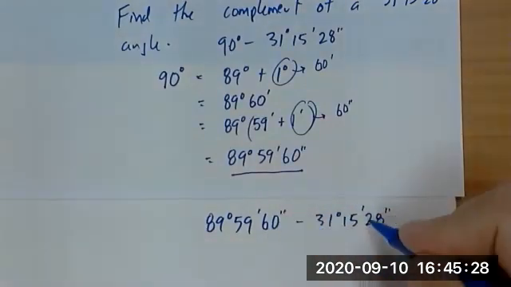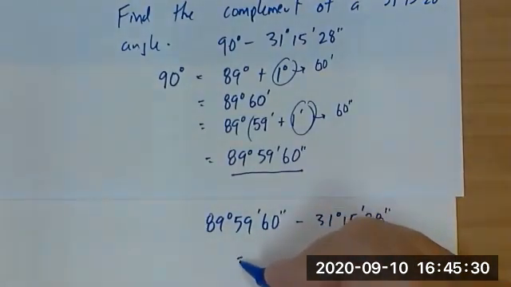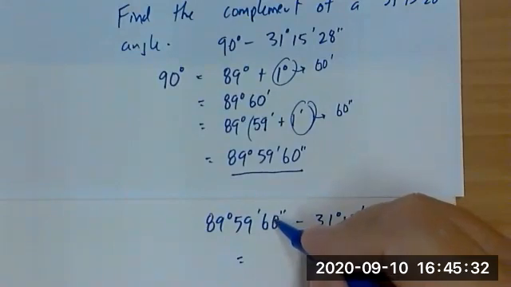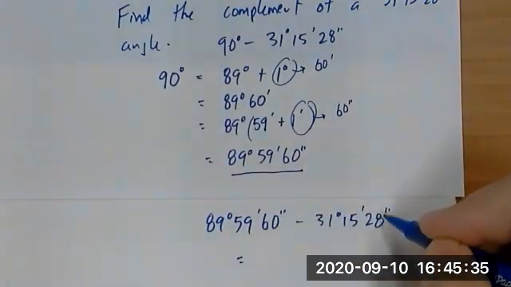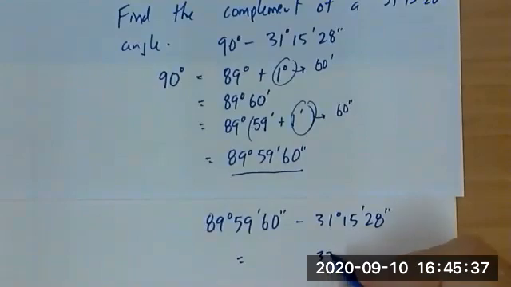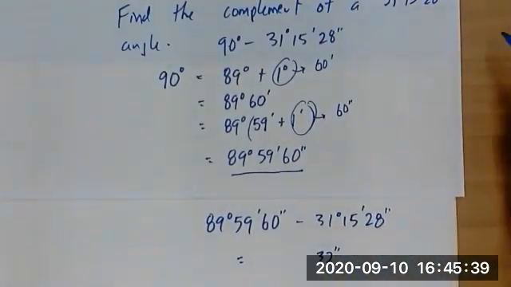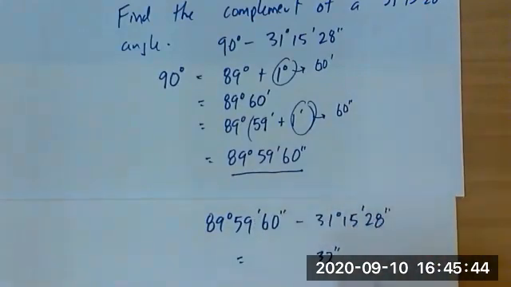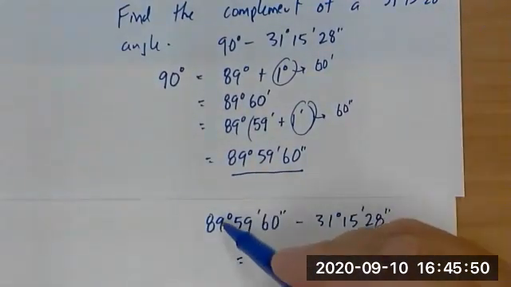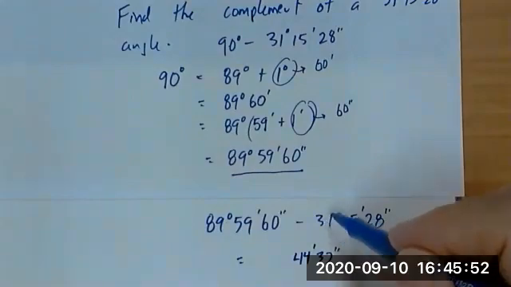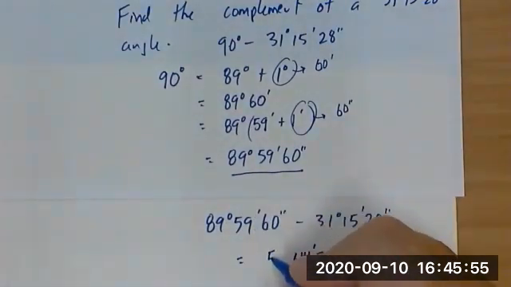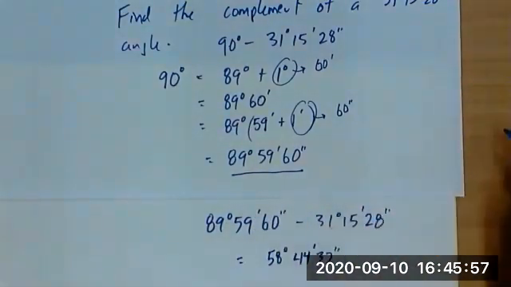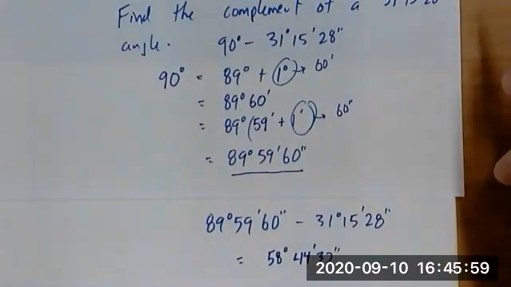Because when I do it this way, in terms of subtraction, I can subtract these one piece at a time. In other words, 60 seconds minus 28 seconds is 32 seconds. 59 minutes minus 15 minutes is 44 minutes. And 89 degrees minus 31 degrees is 58 degrees.